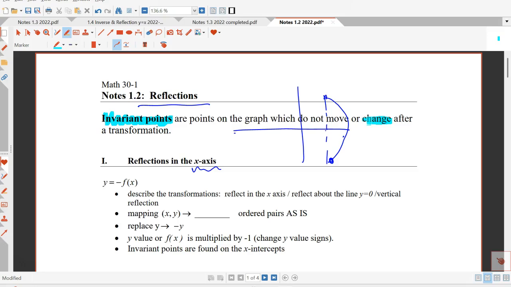And so a reflection in the x-axis, which is the line y equals 0, is a vertical reflection, and we know that as a mapping, x stays the same, but the y becomes negative. We replace y with negative y, and I'm always going to think that this is u and this is v, meaning the new point. I also know that this is v, because the original y is going to be changed with this new y. And the y value of f of x is multiplied by negative 1. And the invariant point, as we saw on the Desmos, was the x-intercept.